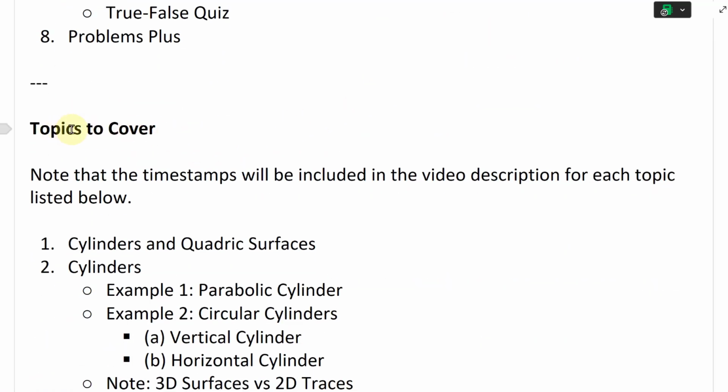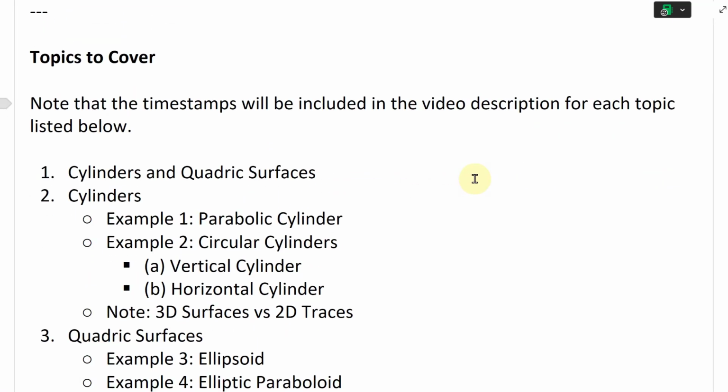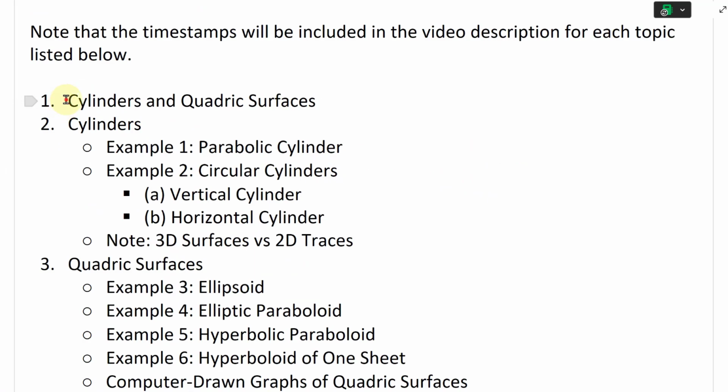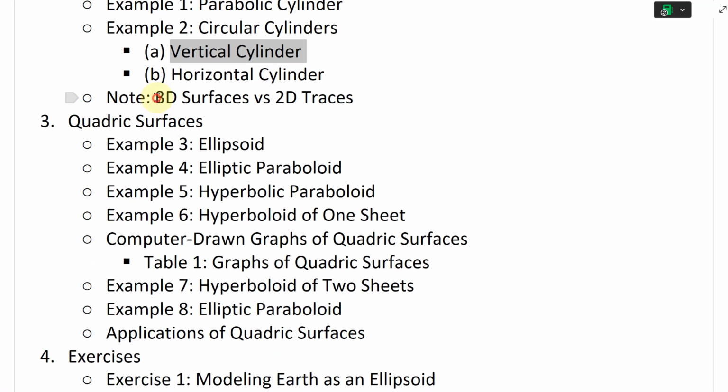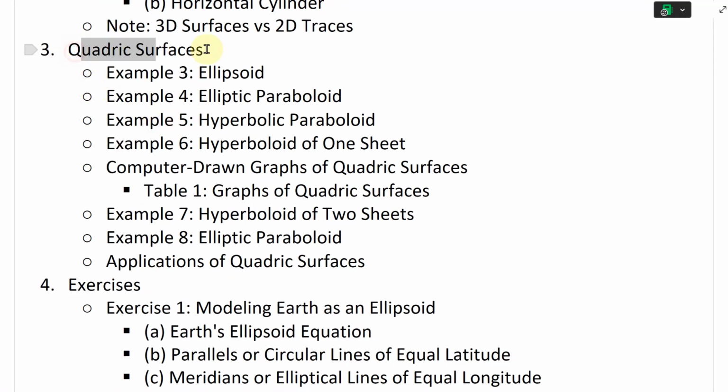Alright, so topics to cover. Note that the timestamps will be included in the video description for each topic listed below. First section is going to be cylinders and quadric surfaces. Then we're going to look at cylinders specifically. We'll go over example 1 on parabolic cylinder, example 2 on circular cylinders, and that involves 2 parts, vertical cylinder and horizontal cylinder. And then also note 3D surfaces versus 2D traces. Just an important note there. And then we'll cover quadric surfaces and look at these examples.